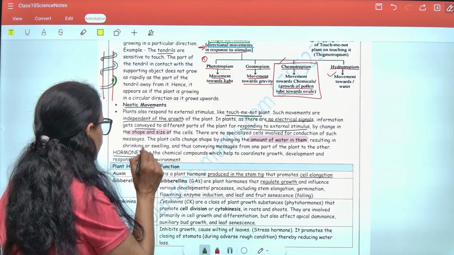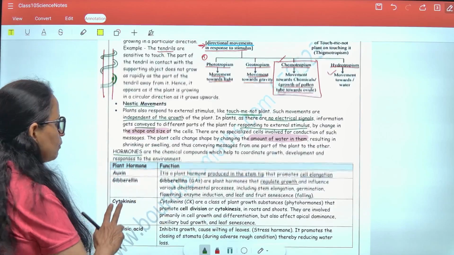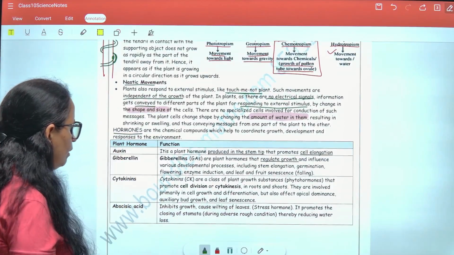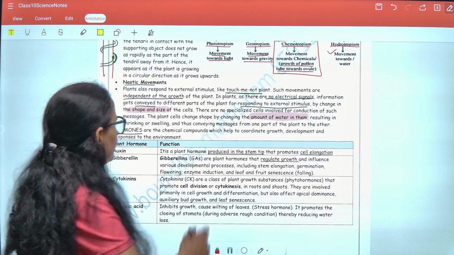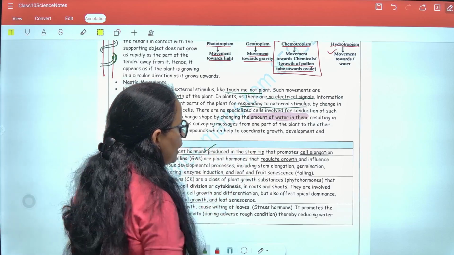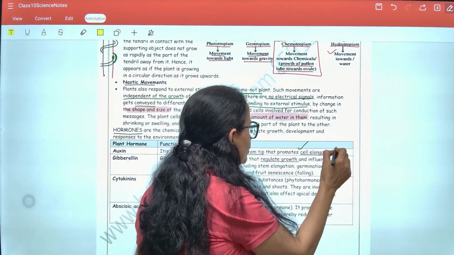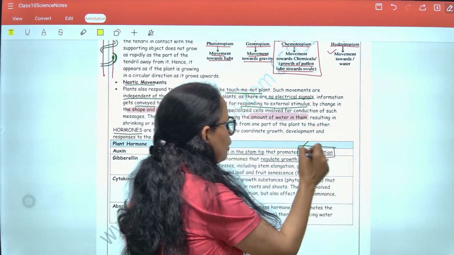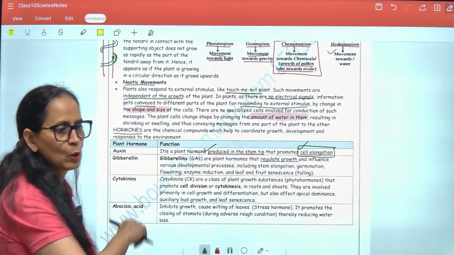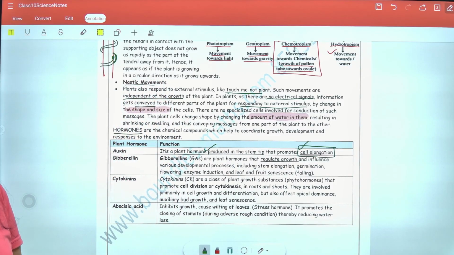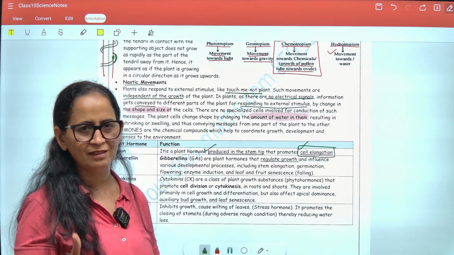Now again, hormones are certain chemicals that help to coordinate growth and development responses in the environment. We have already seen what hormones are. These are the hormones that are present in plants. The first one is auxin. It is a plant hormone produced in the stem tip that promotes cell elongation. So cell elongation is the keyword. Wherever you see the words cell elongation, the hormone responsible is auxin. So auxin is a growth hormone responsible for elongation of cells.